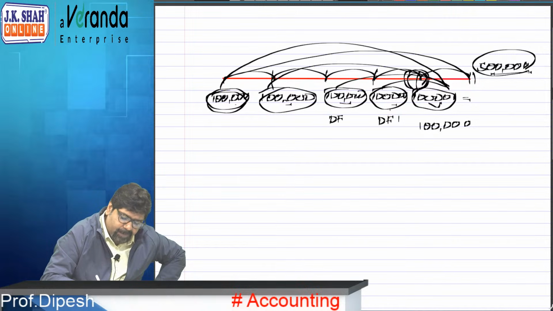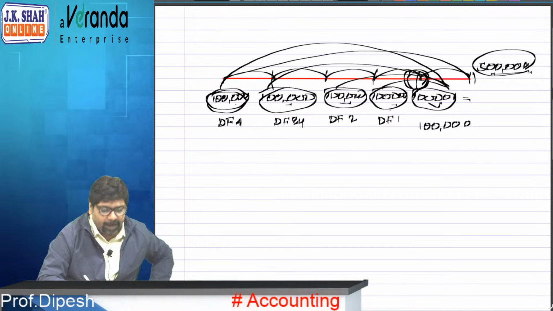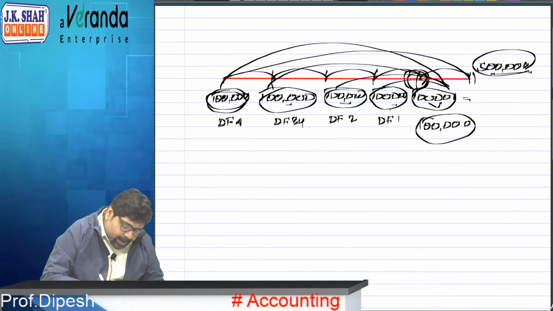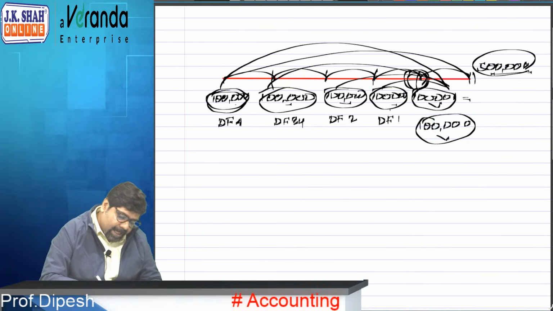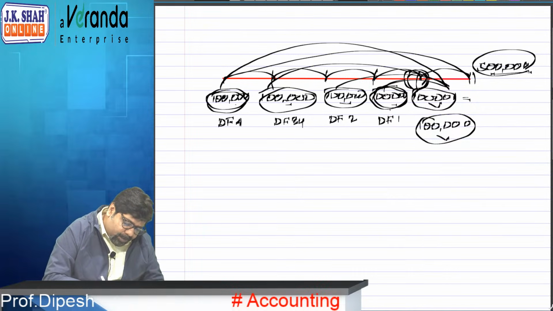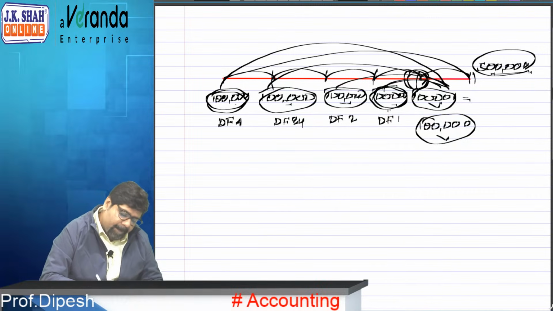Discounting I will do for 2 years, discounting factor for 3 years and discounting factor for 4 years. So I will find out the present value. Last year's, there is no interest, so full 1 lakh. Fourth year's, whatever I am supposed to save, I will discount it by 1 year because after 1 year it should become 1 lakh.